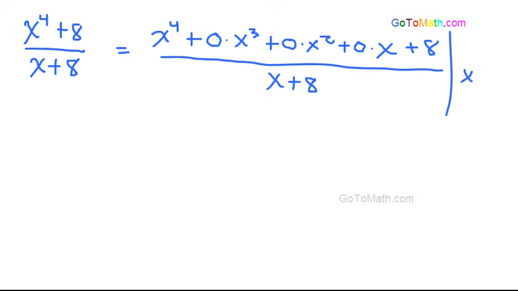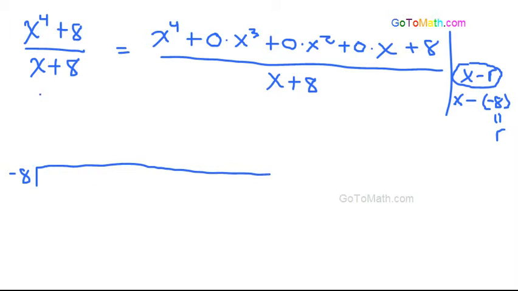Remember x minus r, and in this case we'll have x minus a minus 8. So r will become negative 8. So we got to get it in this form right here, and we do that by doing a little fudging around here. So we end up with negative 8. Then we put our coefficients in up here. We have a 1, a 0, another 0, and another 0. And then finally an 8.